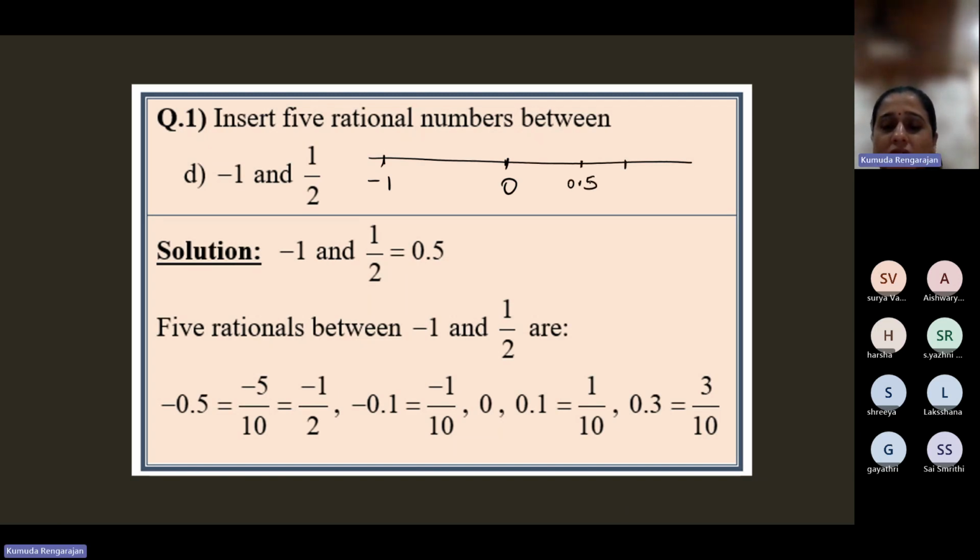This is 0.5, no, half. This is 1. So what are the numbers in between? There are so many numbers. So I have written minus 0.5 here, which is between minus 1 and 0.5, right? And then minus 0.1, and then 0.1, and then 0.3, like this.